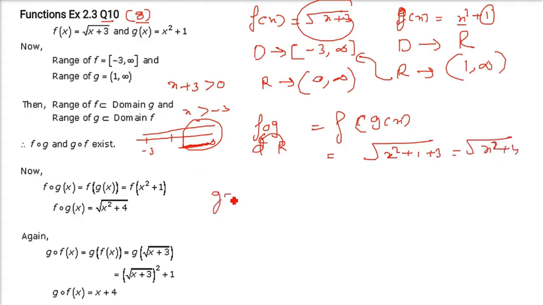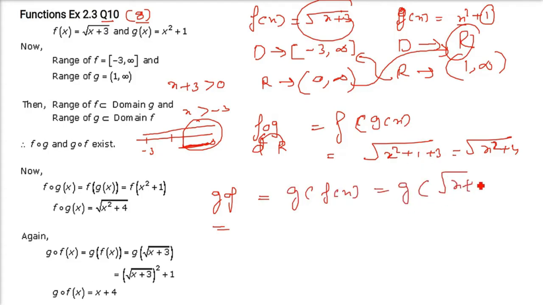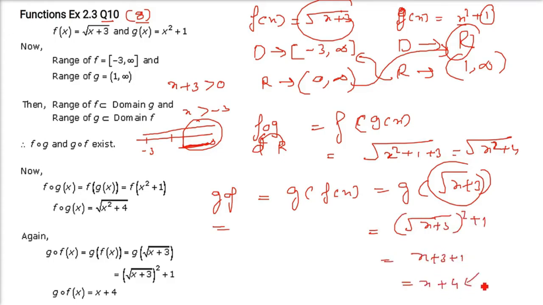Now gof, g of f of x. So 0 to infinity is coming inside the real numbers, so g of f of x is possible. The real numbers are negative infinity to infinity, which contains 0 to infinity. So g of under root x plus 3: take under root x plus 3 and place it as x. So under root x plus 3 whole square plus 1. That is going to be x plus 3 plus 1, x plus 4 will be the answer. Okay.